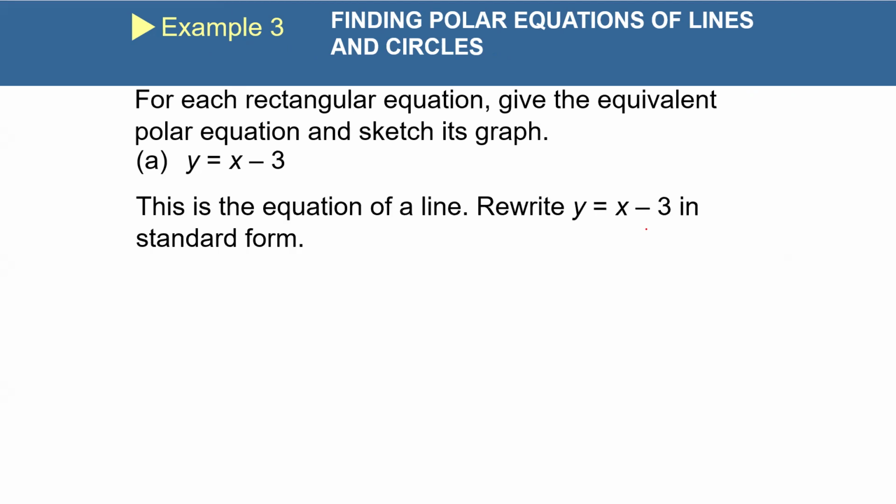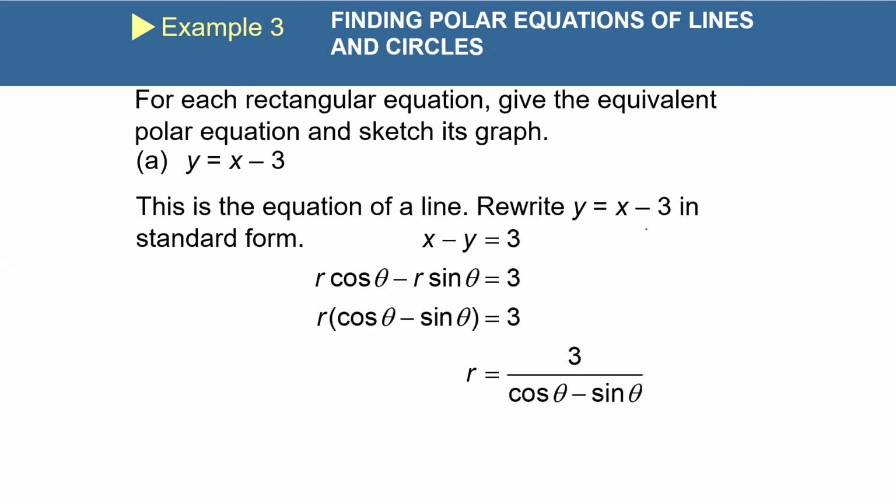I just want to make sure we're all on the same page. So we're going to rewrite it, however you choose, as x minus y equals 3 as the end game, correct? We're then going to substitute. What does x represent? x is r cosine theta. What does y represent? r sine theta, and we plug those in. Again, your goal here is to get r by itself, so we're going to divide by this whole binomial. Agreed? All right, now we're going to graph it.